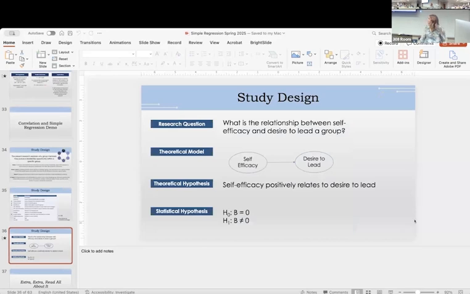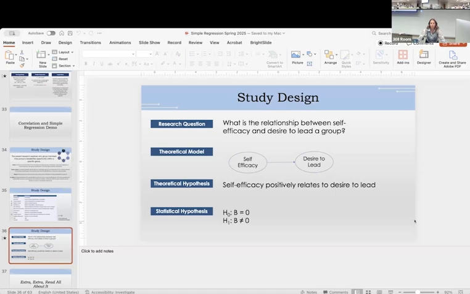You'll notice same relationship, but instead of a double arrow, now we're working with a single arrow because it's a simple regression. So desire to lead regressed onto self-efficacy. Self-efficacy positively relates to desire to lead. The only thing that makes the arrow one-sided is that it's a simple regression. We're assigning theory to it. We're modeling causality, even though it's not a causal analysis.